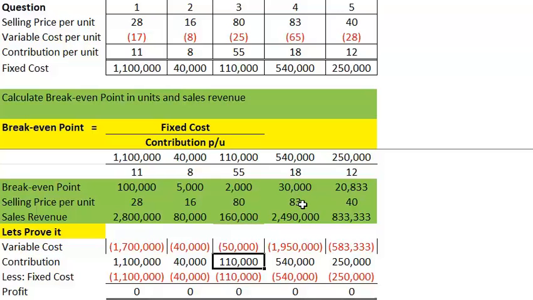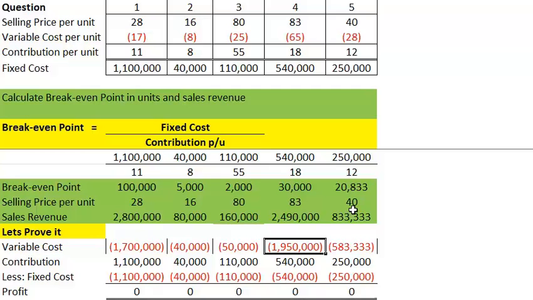Selling price is 83 pound per unit. We multiply 30,000 units by 83 pound per unit. We get a sales revenue of 2.49 million. We multiply 30,000 units by variable cost of 65 pound per unit. We get a total variable cost of 1.95 million. We deduct variable cost from sales revenue. We arrive at total contribution of 540,000. We deduct fixed cost of 50,000, which is given in our question. We arrive at 0 profit.